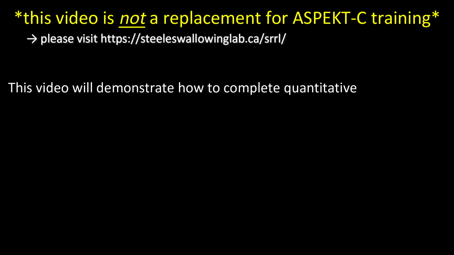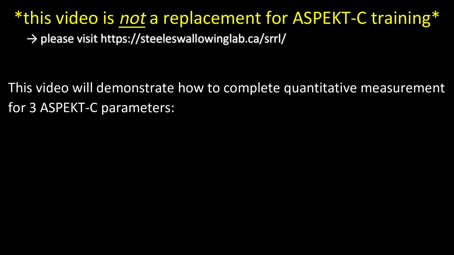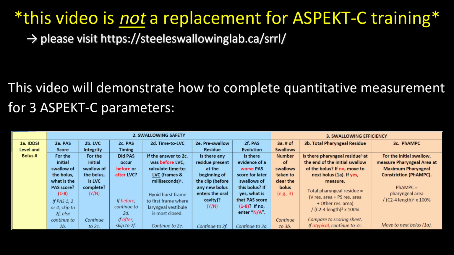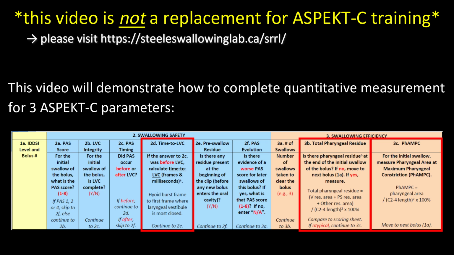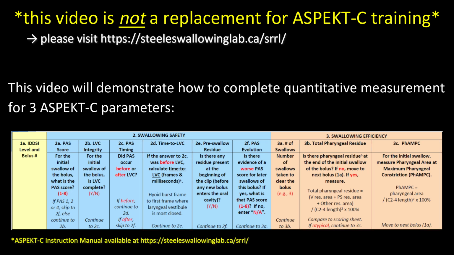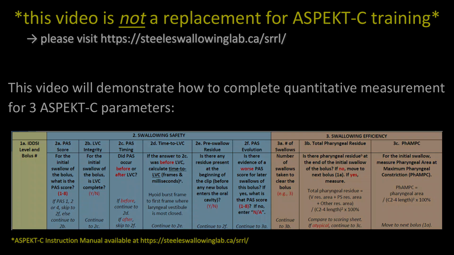The purpose of this video is to demonstrate how to complete quantitative measurement for 3 out of the 8 ASPEKT-C parameters using the TIMS MVP tools, those 3 parameters being columns 2D, time to LVC, 3B, total pharyngeal residue, and 3C, pharyngeal area at maximum pharyngeal constriction, or PhAMPC. For more information on any of the 8 parameters, please refer to the ASPEKT-C instruction manual, which is also available on our website. Let's get started.